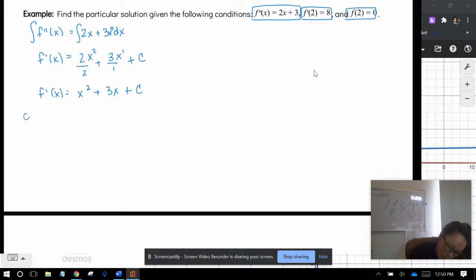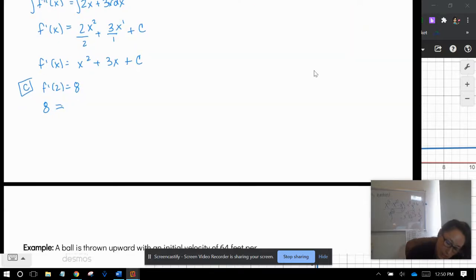And then we're going to solve for our c value. I know that f prime of 2 is 8. So to solve for c, I'm going to set y equal to 8, plug in 2 for x, and solve. And I got c is equal to negative 2. So my particular solution of f prime of x is equal to x squared plus 3x minus 2.